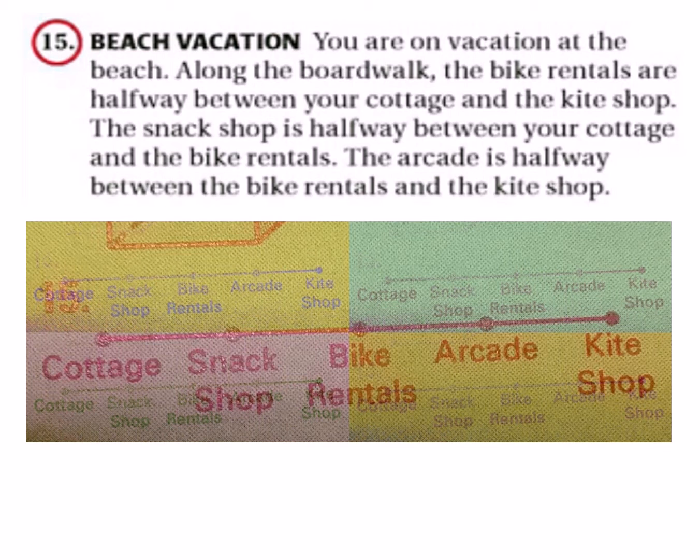It says the snack shop is halfway between the cottage and the bike rental. So again, we're talking about another midpoint here. So between the cottage and bike rental, we have the snack shop, which is our midpoint. And then it says the arcade is halfway between the bike rental and kite shop. So again, we have the arcade as being a midpoint of the bike rental and kite shop. So when you think about halfway, we want to think about our segments and midpoints.